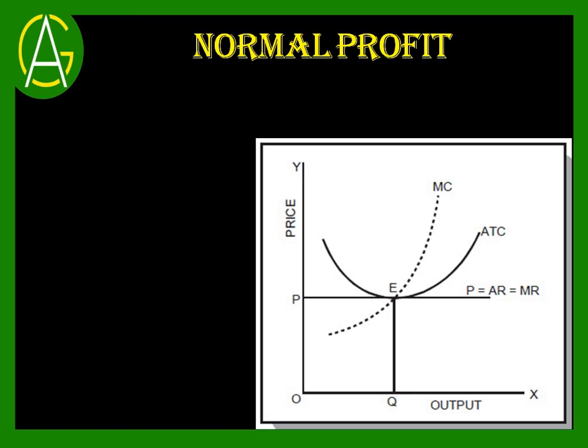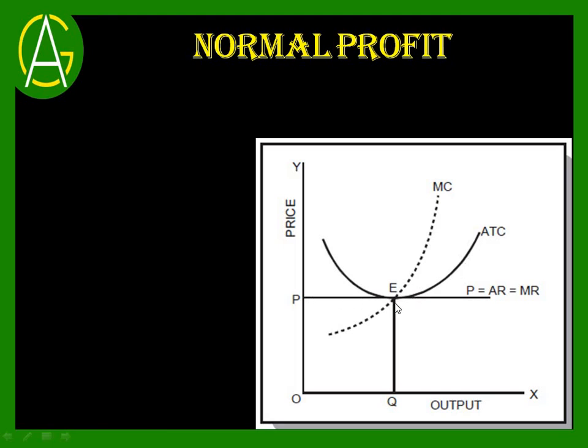At the equilibrium point, we can find out the quantity and output. See, this is OQ quantity and OP is the output. Now we have to find out profit or loss. Friends, you know that in order to find out profit or loss, we require two things: average revenue and average cost. So this is the average revenue curve of the firm and this is the average cost of the firm.